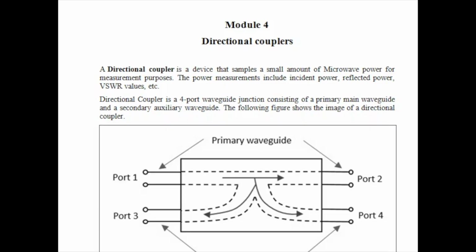Now we are going to module 4, Directional Couplers in Microwave Electronics. As we all know, what is a directional coupler? It's a device which samples a small amount of microwave power for measurement purposes, and the power measurements include the incident power, reflected power, and VSWR values. It's mainly a 4-port waveguide junction consisting of a primary main waveguide and a secondary auxiliary waveguide. The primary waveguide has 2 ports, port 1 and port 2, and the auxiliary waveguide has port 3 and port 4.